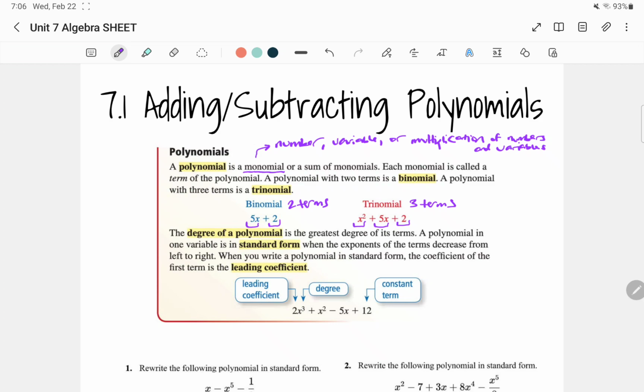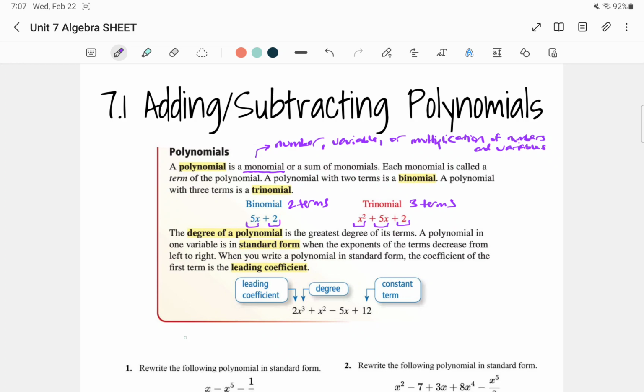Now, the degree of a polynomial is the greatest degree of its terms. A polynomial in one variable is in standard form when the exponents of the terms decrease from left to right. When you write a polynomial in standard form, the coefficient of the first term is the leading coefficient. So in this example, you have the leading coefficient of 2 because the coefficient is the number in front of the variable. So 2 is the number in front, and it's the leading coefficient because it's the first one. Now, the degree of the polynomial is basically just the exponent or the sum of exponents of the term. And then our constant term is just that number at the end.